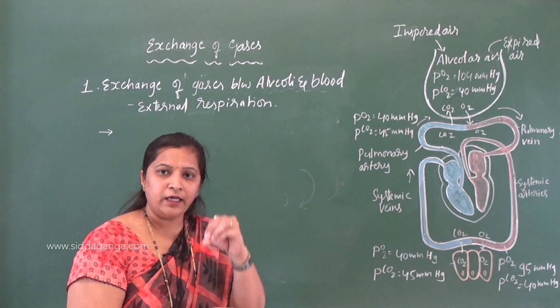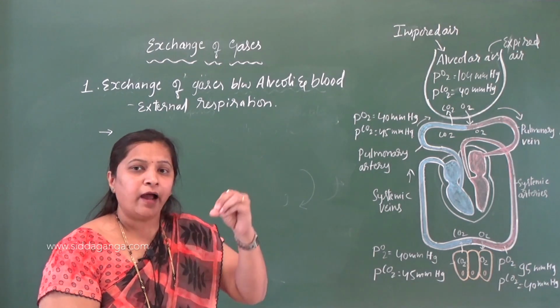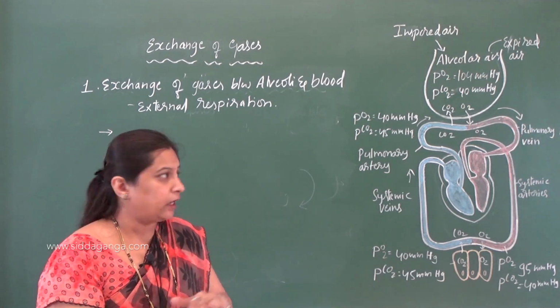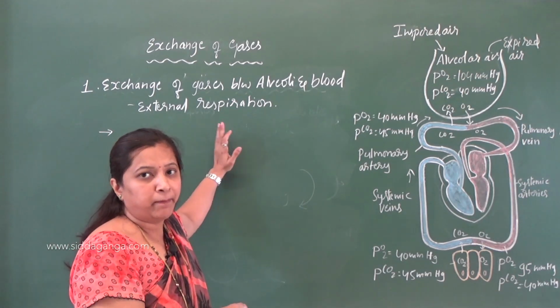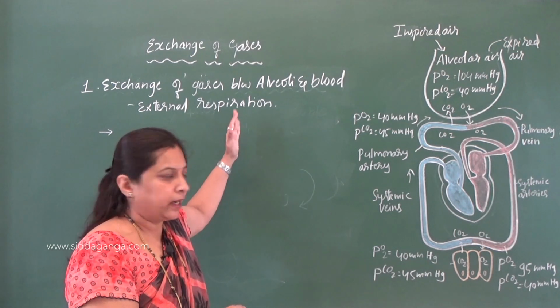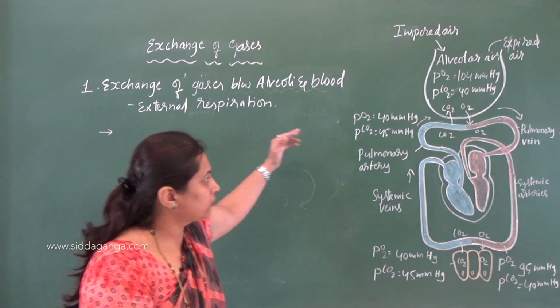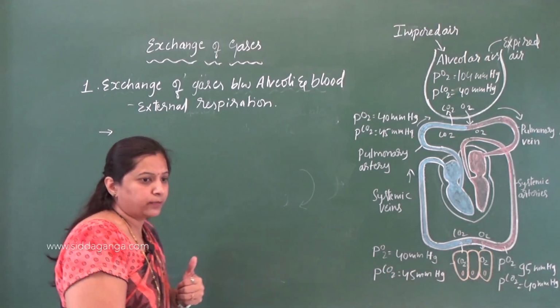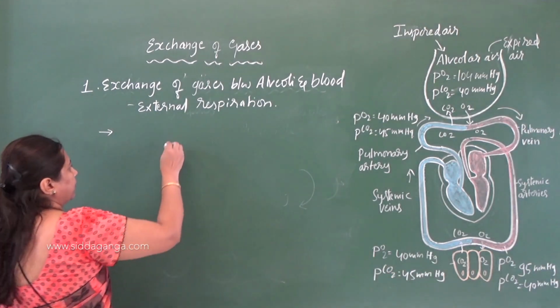Okay, so it is highly vascularized and highly thin, and it, with the endothelial lining of the blood capillary, forms the respiratory membrane. It is through the respiratory membrane that the diffusion of gases occurs between the alveoli and the blood. So let us see how the respiratory membrane is formed.